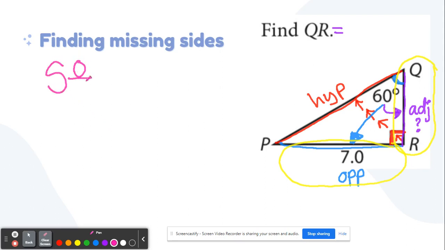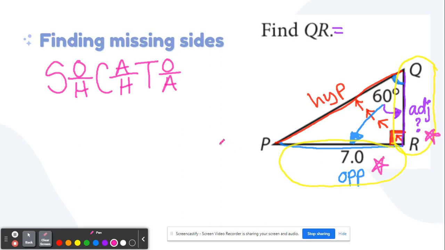We're going to write SOH CAH TOA. And the reason we're writing that is because I need to know which of those, either sine, cosine, or tangent, would I use if I'm trying to use the opposite as well as the adjacent? And the answer to that is TOA, which is tan. So I will not use SOH, and I will not use CAH. All right, so now that means it's tangent, so tan of 60 degrees equals.